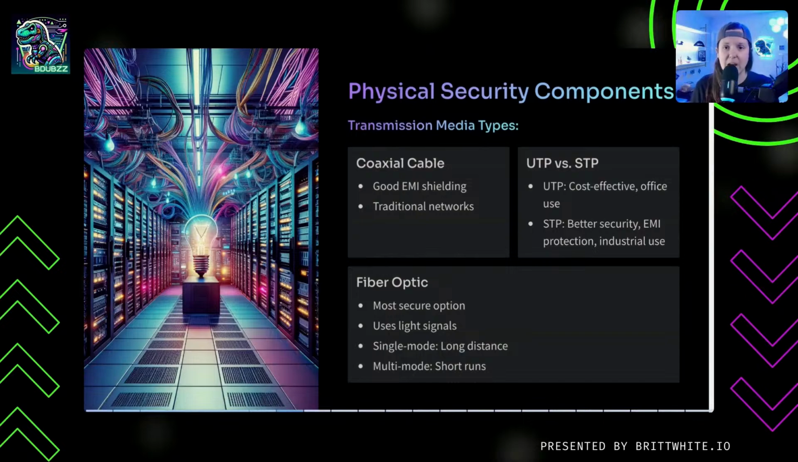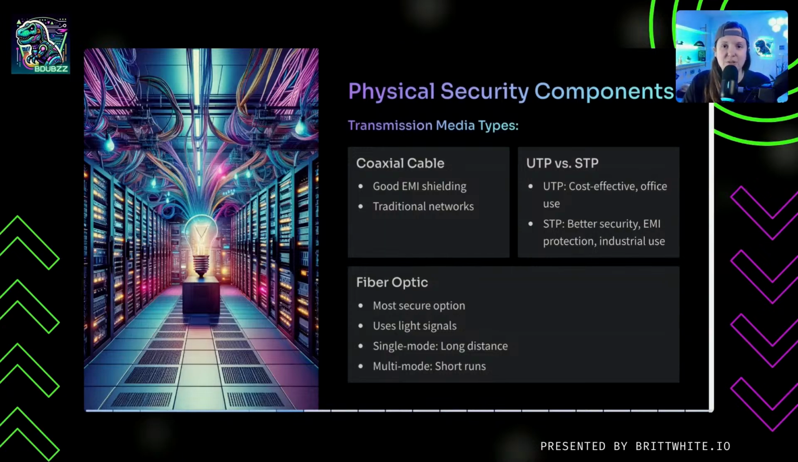At the top tier, we have fiber optic cables. These are the most secure and fastest option. They use light signals instead of electricity, making them virtually tap-proof. For different applications, we can choose between single-mode fiber for long distances like data center connections and multi-mode fiber for shorter runs within buildings. An interesting security feature of fiber is that any physical tampering typically causes signal loss, making intrusion attempts easier to detect.